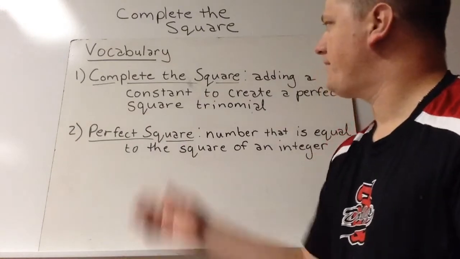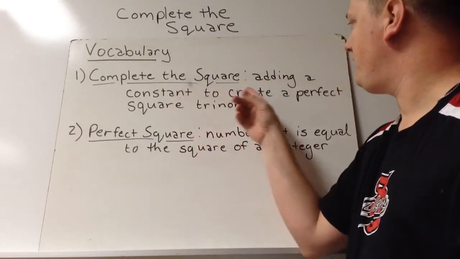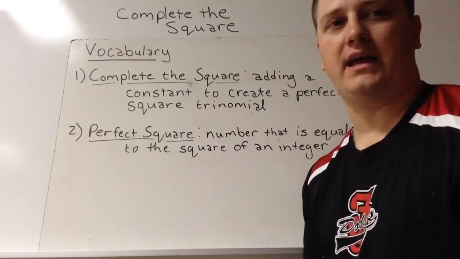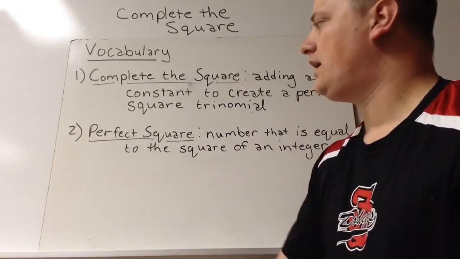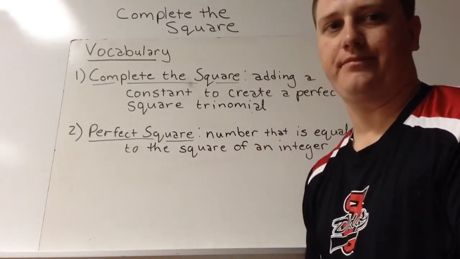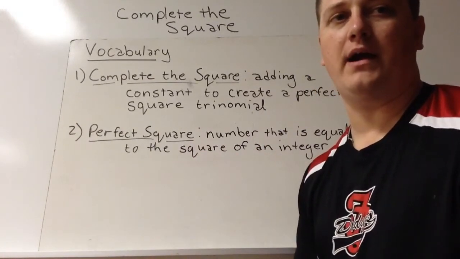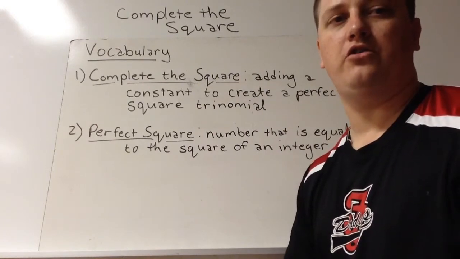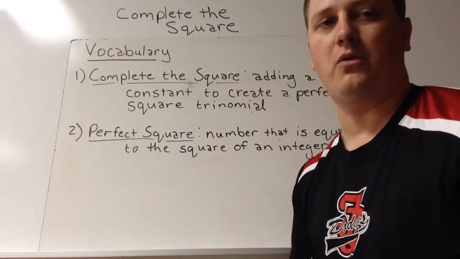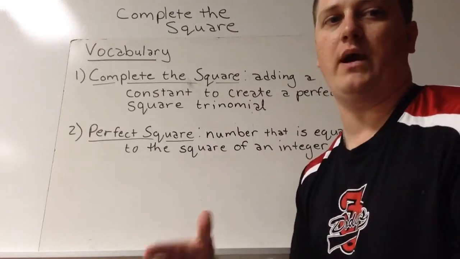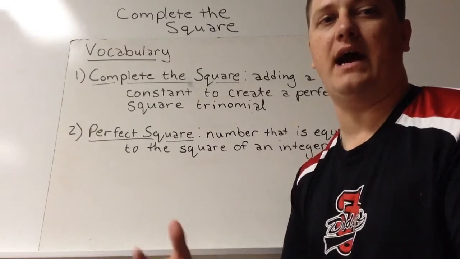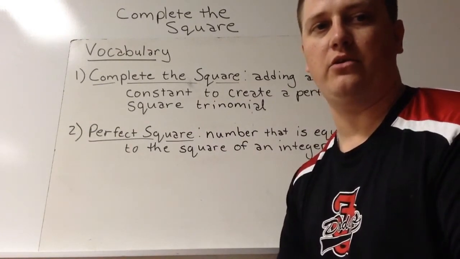Our vocabulary: complete the square, adding a constant to create a perfect square trinomial. Basically, we create something that can be written as a square. Perfect square: a number that is equal to the square of an integer. So something simple, a perfect square is something like 4, which is 2 squared, or negative 2 being squared makes 4. So 4 would be a perfect square. 16, 25, 9. There's a lot of them. We just need to use those.